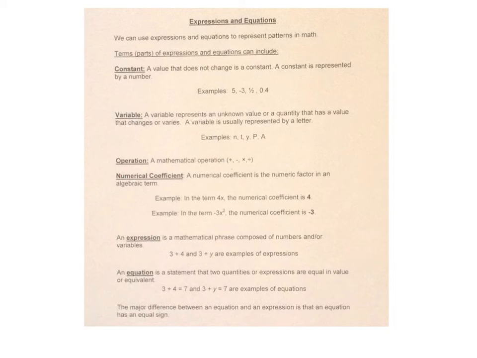Operations, just like always, adding, subtracting, multiplying, or dividing. Numerical coefficient is the number that is mushed in front of the variable. So for the example 4x, that means I would be multiplying 4 by whatever the value of the variable x is. An expression can have variables and numbers, and it has an operation. An equation also has variables and numbers, but it includes an equal sign.